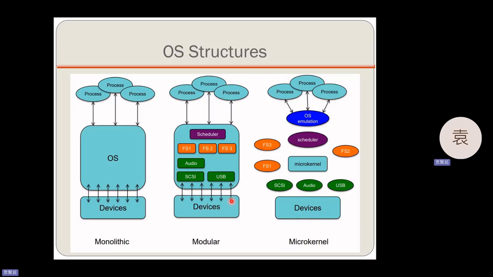The second type is modular. It means you divide the operating system according to its functionality. For example, here are some device drivers, and then you may have some file systems and scheduler modules or whatever. According to their functionality, each module can be used to serve a specific purpose.